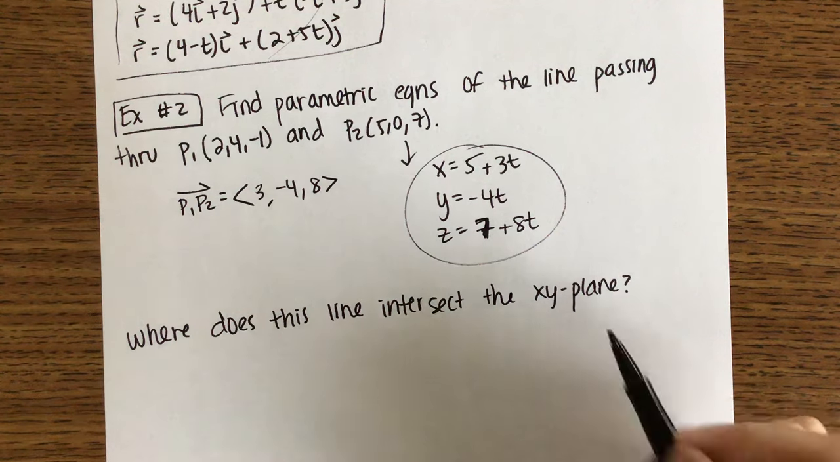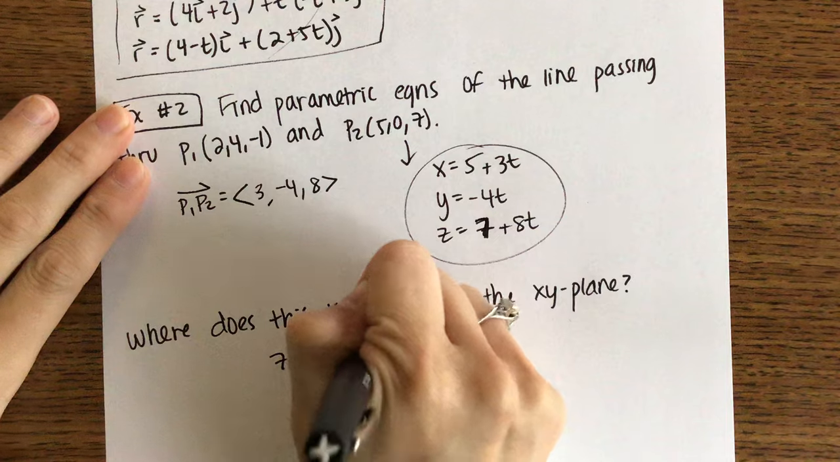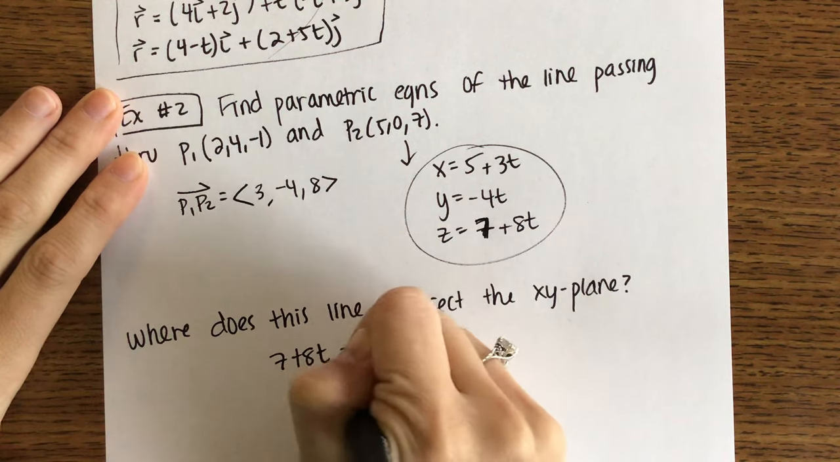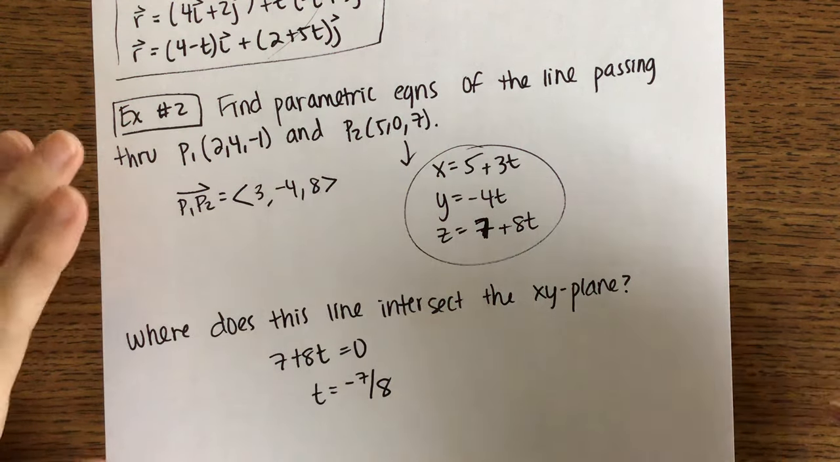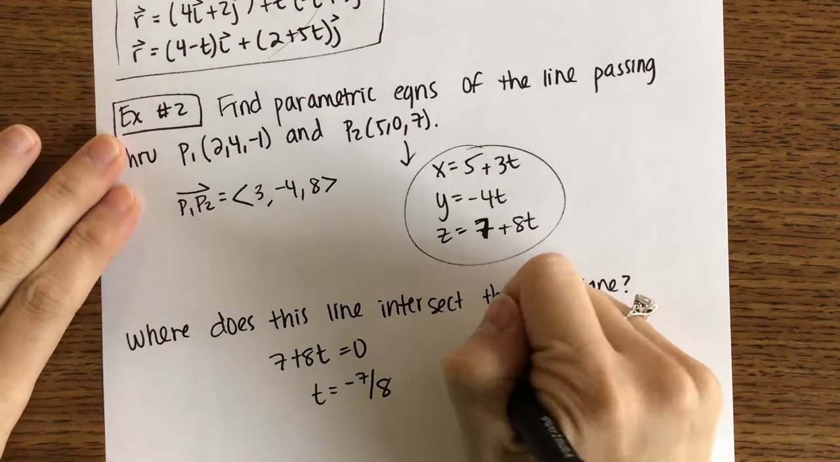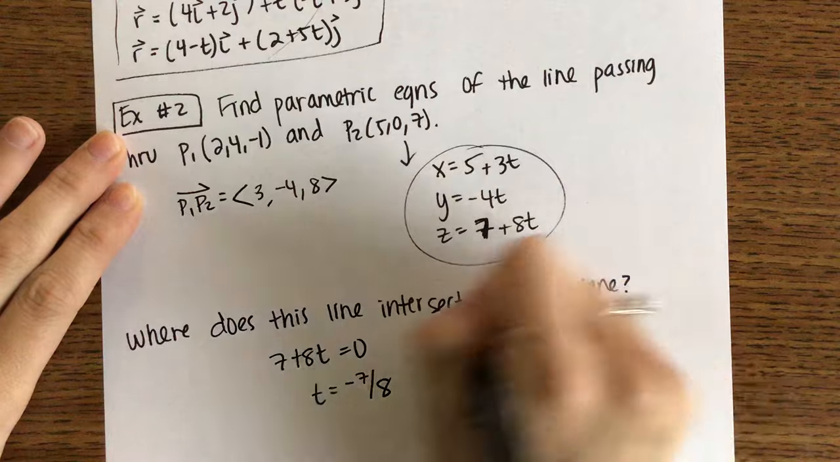z equals 0, right? The xy plane will mean z equals 0. So we get 7 plus 8t equals 0. t then is negative 7/8. So you're going to plug negative 7/8 into your parametric equations. Do you guys trust me if I just tell you what you get? Yeah. Okay, so the point ends up being 19 over 8, comma 7 over 2, comma 0.